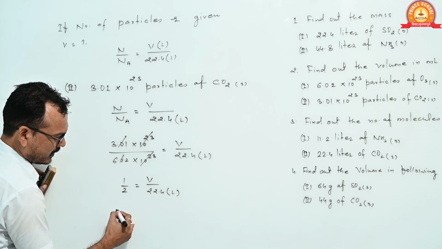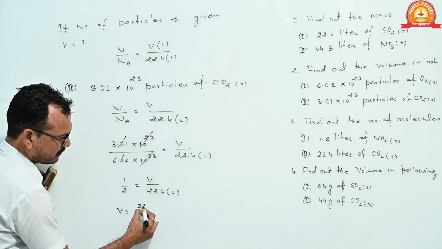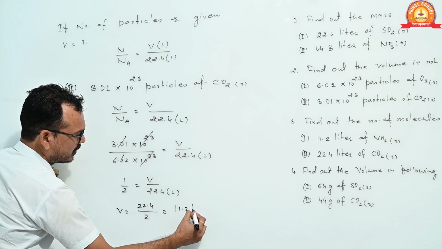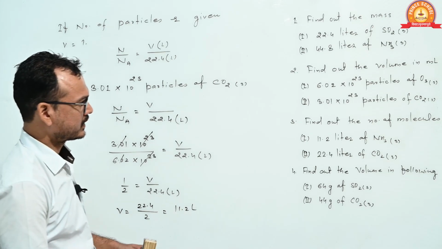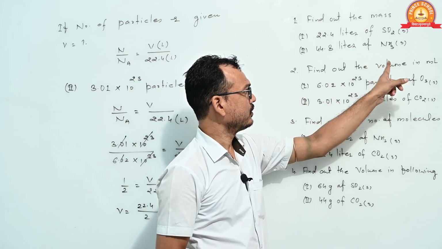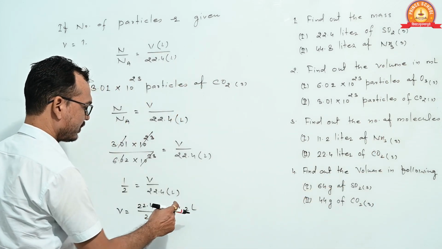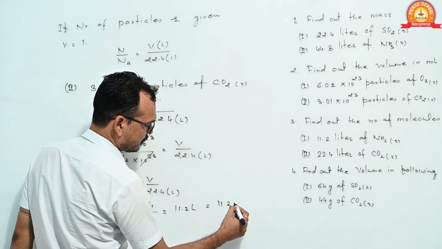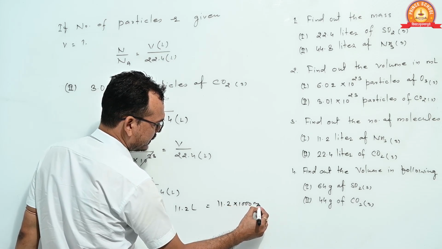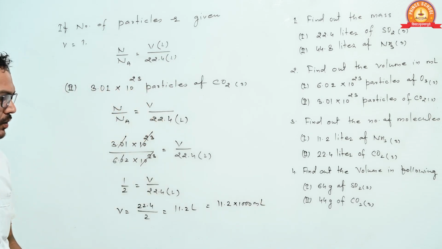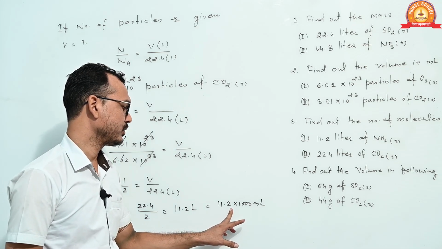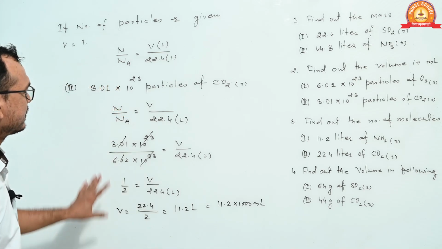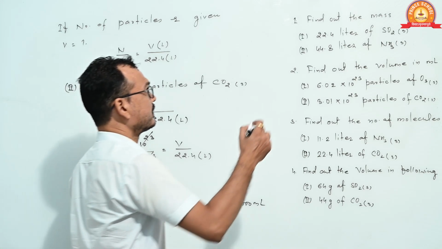Clear? And volume is 22.4 divided by 2, which gives 11.2 liter. But if the examiner asks the volume in ml, then convert this liter into ml. This is 11.2 into 1000 ml. Is that clear? Or we can say it is 11.2 into 10 to power 3 ml. This is the first type.